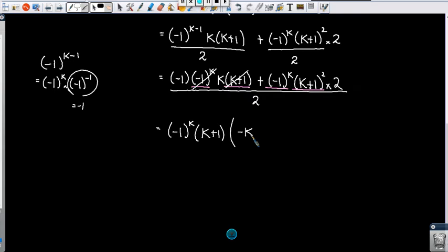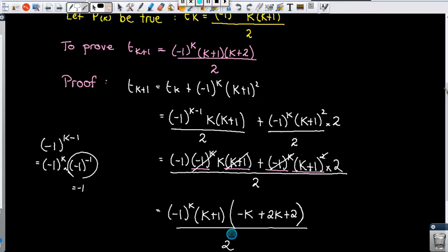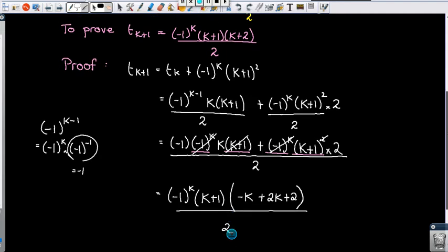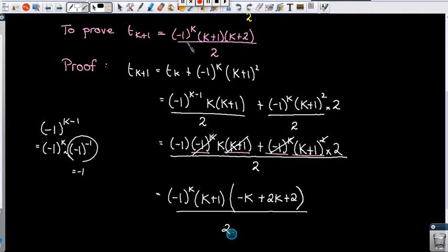Have you done this? Right? Now, that's gone, and that's gone. So what's now left here? It's a plus. K plus 1 times 2. So you're happy if I go 2k plus 2 all over 2. That's a funny bracket, right? Keep an eye on the prize. What is it that you're trying to prove?